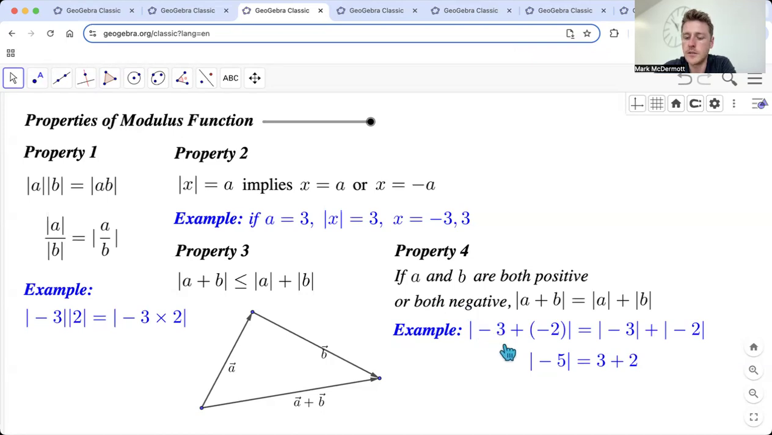If they're both negative, well, let's take A being -3 and B being -2. So -3 plus -2 is -5. And then on the right-hand side, we'd have the absolute value of -3 plus the absolute value of -2. So you can see that these are clearly equal to each other. The absolute value of -5 does equal the absolute value of -3 plus the absolute value of -2. So as long as the signs are the same, this property will hold true. It's obviously not true if you have different signs on A and B. If A is positive and B is negative, for example, that won't work. Okay, so that's our fourth property there.